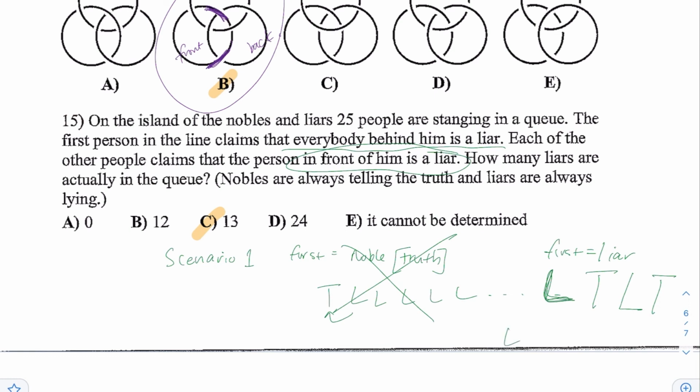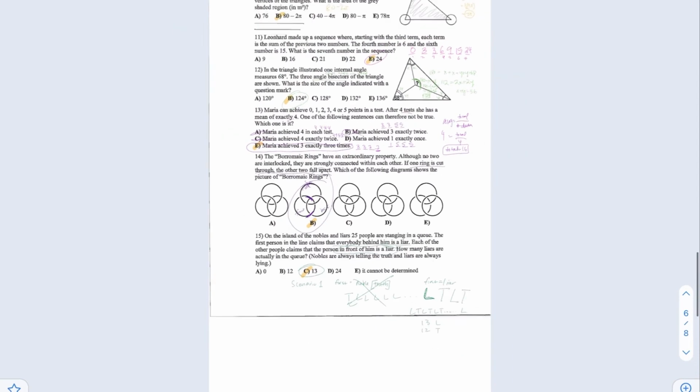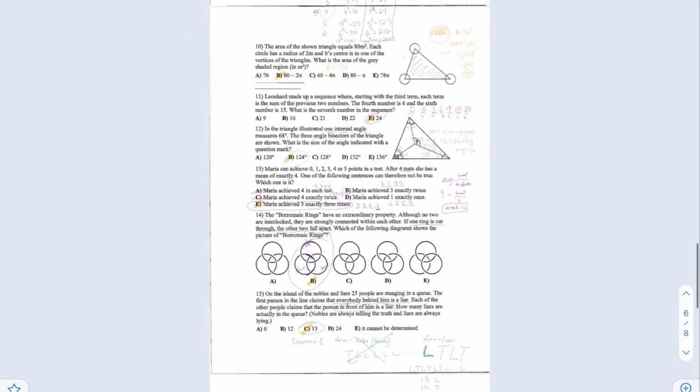So in this case, because you have 25 people, the last person will also be a liar. So there'll be 13 liars and 12 truth tellers. So the answer will be 13 for the number of liars in this line. It'll be LT, LT, LT. You just have to go through these scenarios and go through the statements. And here's a summary for this last page.